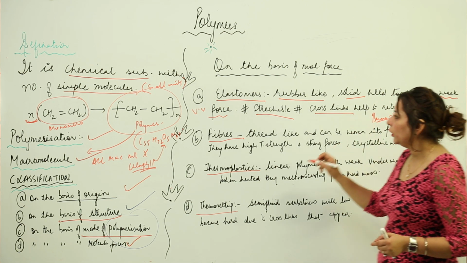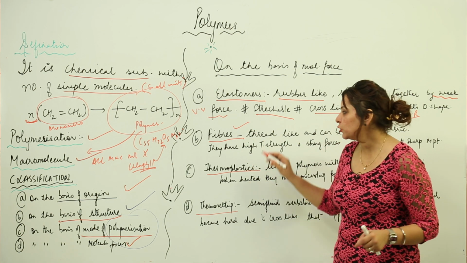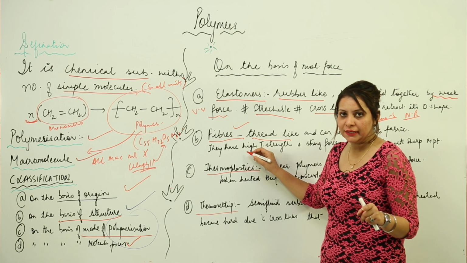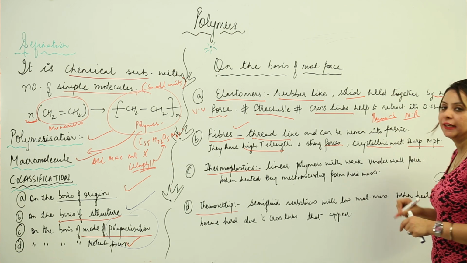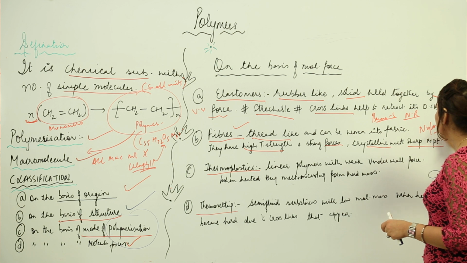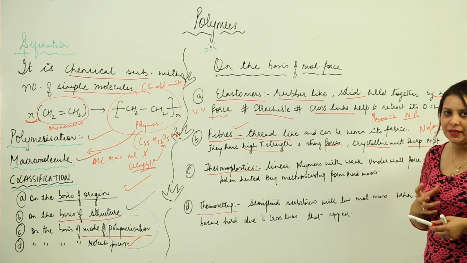Second, on the basis of molecular force, we classify polymers into fibers. Fibers are actually thread-like, they can be woven into fabric, and strong forces are there, giving high tensile strength. They are crystalline with high melting and boiling points. Due to this, nylon 66 can be used in making ropes, nets and so on, because they have high strength.